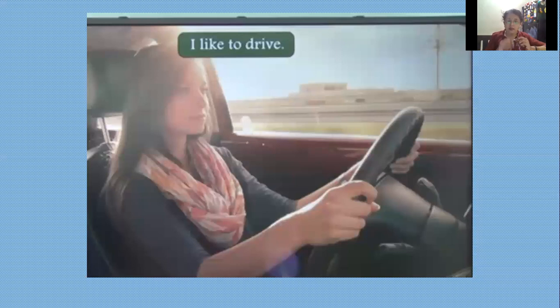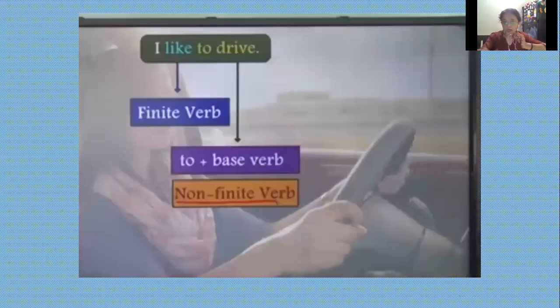I like to drive. Students, I want to ask you one thing. See, I like to drive, and if I'm saying that, how are you going to identify to, because to is infinitive also and to is preposition also. So how are you going to identify in a sentence whether this particular to is a preposition or this particular to is a non-finite verb? How? Think, ponder. Well, if any base form of the verb is preceded by to, it is what? Infinitive.